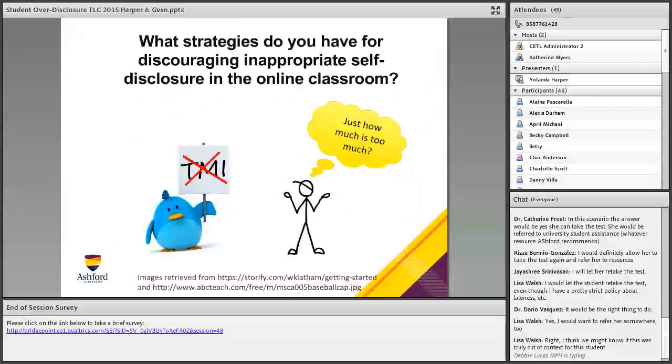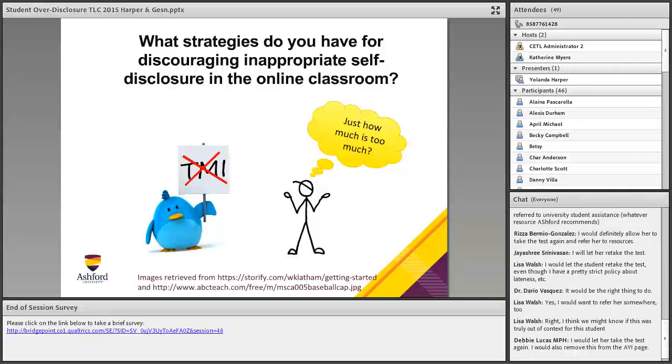Now, Branch and colleagues surveyed faculty and found that the majority of faculty members in their sample reported receiving numerous student disclosures of sexual assault or interpersonal violence victimization throughout their careers. So that was one of the reasons I asked earlier about how often we get over-disclosures. And these researchers found that those topics were very commonly disclosed.